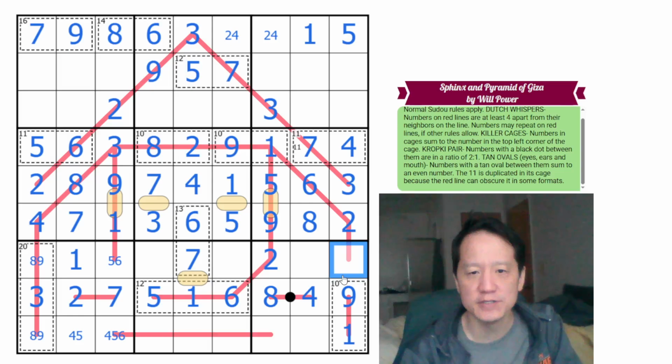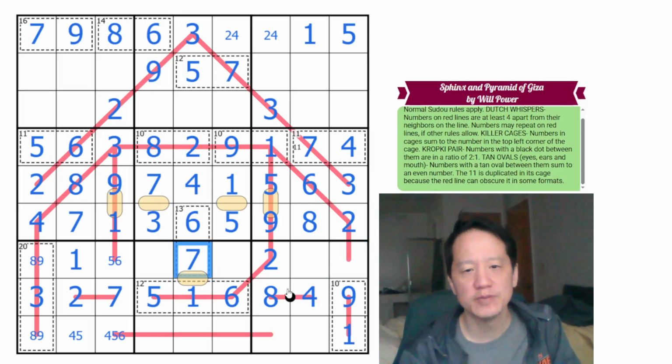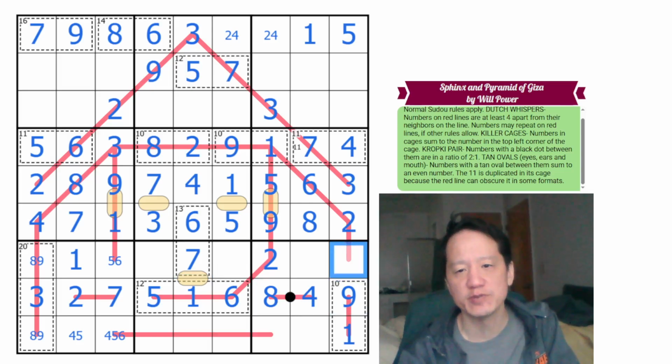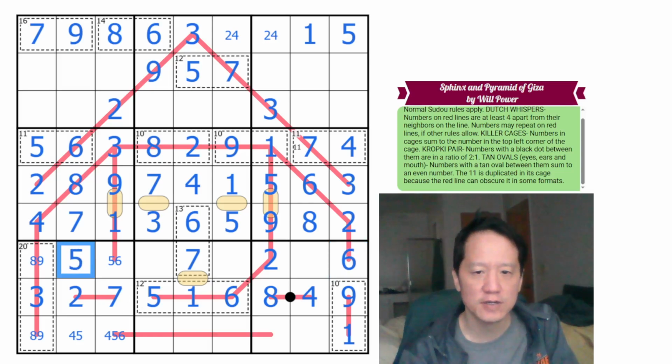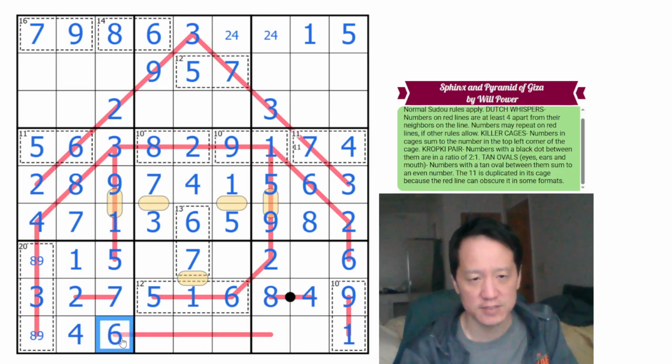Again, this has to be 6, 7, 8, or 9 next to a 2 on a Dutch whisper line. It cannot be 7, 8, or 9, therefore this must be a 6, which forces this to be a 5, which forces that to be 4, which forces that to be a 6.